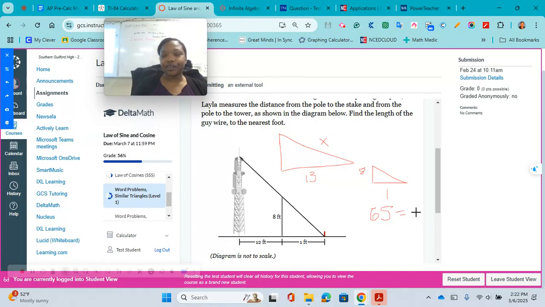C squared. This is not how I did it. We got to get C by itself. Oh, yeah, because we're still doing the Pythagorean theorem. A squared plus B squared equals C squared. So the hypotenuse is 8.06.